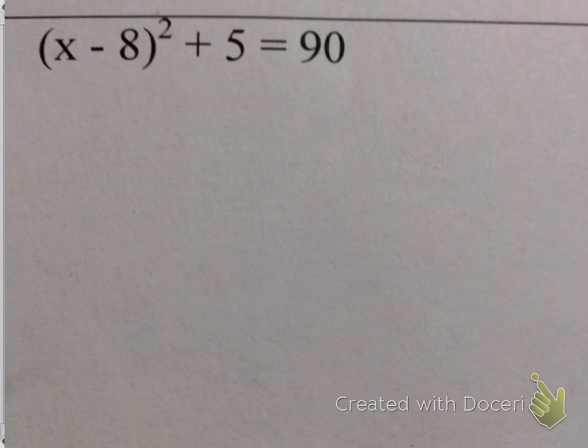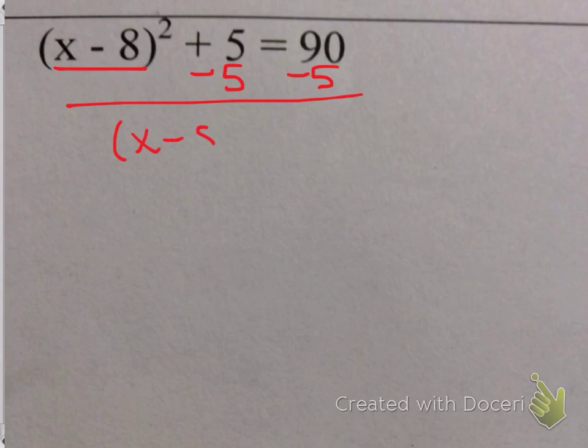Here's another one that looks a little bit like that last one we just did. Again, when we have our x stuck inside the parentheses like that, we have to get rid of the junk that's the furthest away from it on the same side. So that would be this 5. To move the 5 to the other side, we're going to subtract it. So over here I'm going to have x minus 8 squared equals 85.